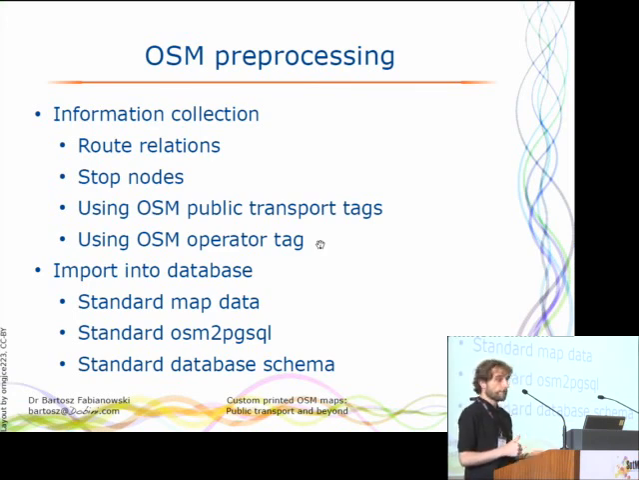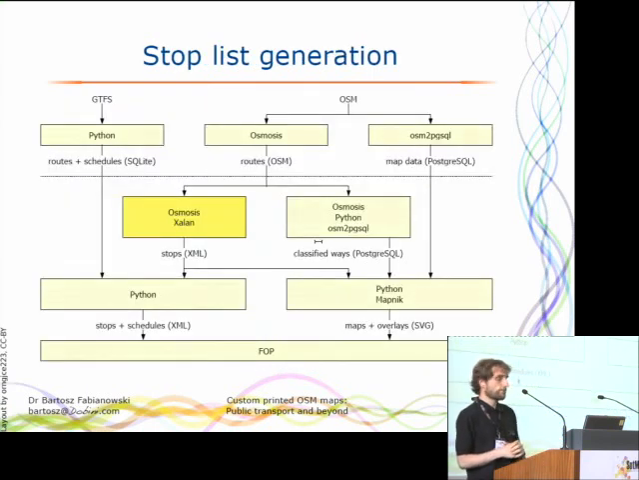In parallel to this, we import the data into a standard PostgreSQL database for Mapnik rendering. There's absolutely no customization required here. It's a standard OSM to PG-SQL, standard database schema, and we just get information from Mapnik rendering. Once we have done this now, we have the pre-processing complete, and we can just start with any bus route and produce printed placards for it.